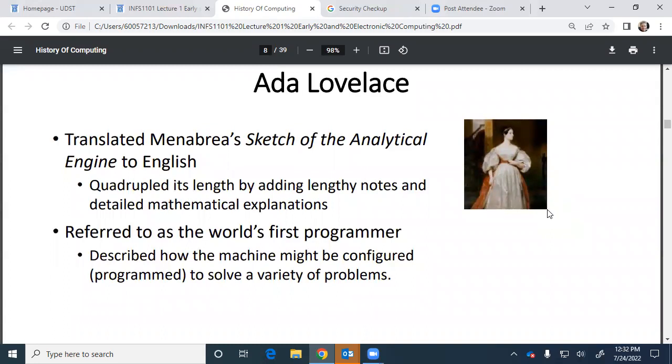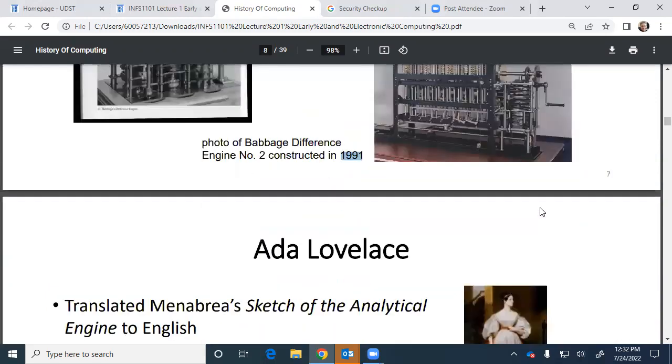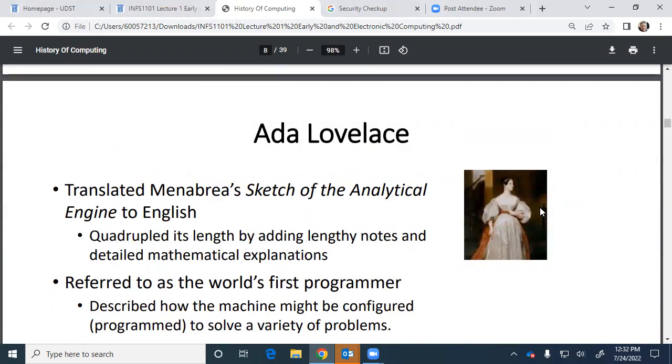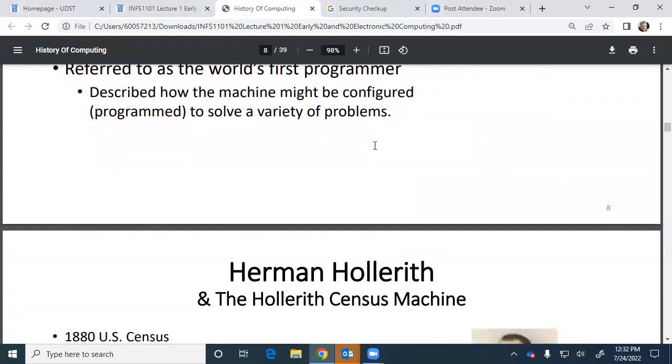Ada Lovelace. So she, I think, was related to Babbage. She took over from his idea, and she's credited with being the person who invented the first computer programming language. She added to the notes that Babbage had. And actually, there's a computer language that's named after her.